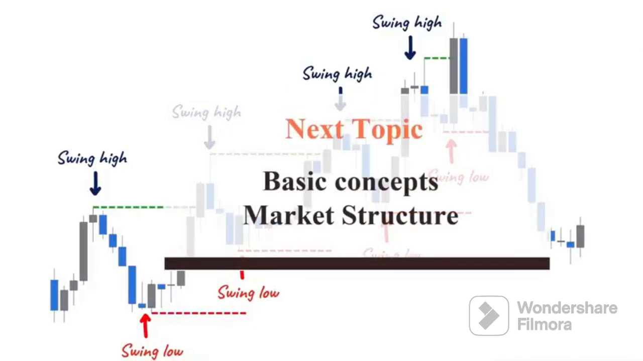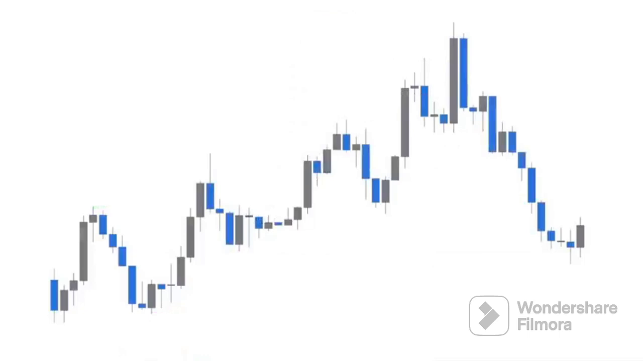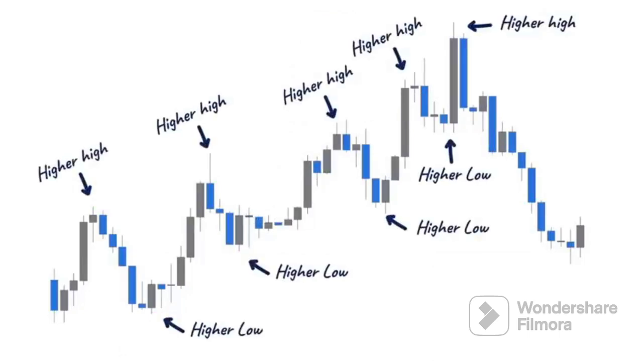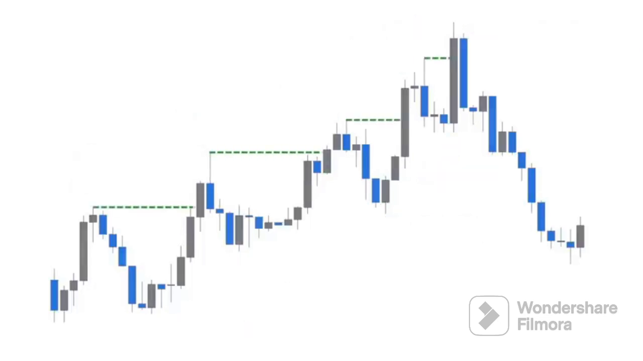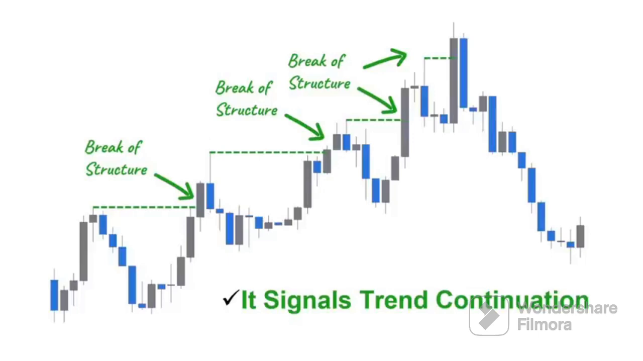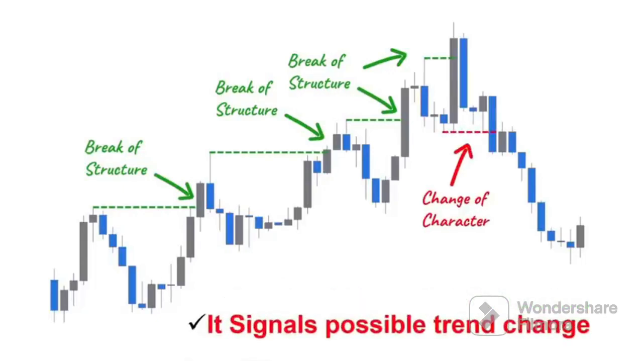Let me show you some basic concepts about ICT market structure. As you know, in an ideal uptrend, the market continuously makes higher highs and higher lows. Every time the market breaks a higher high to the upside, we call that a break of structure, and it shows that the market wants to continue in the same bullish direction. On the other hand, if the market breaks a higher low to the downside, we call that a change of character, and it signals a possible trend change.